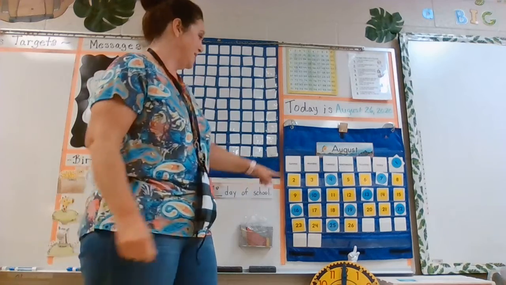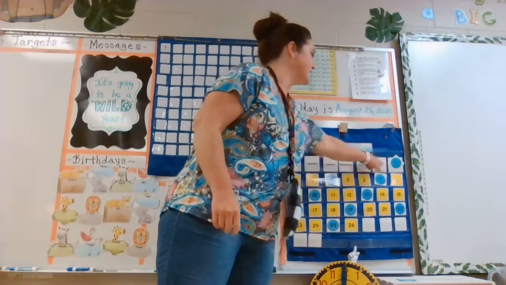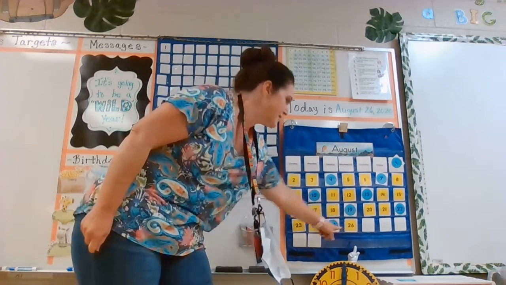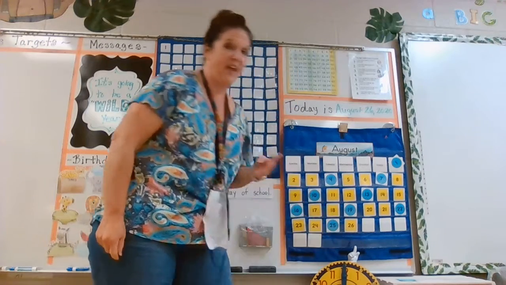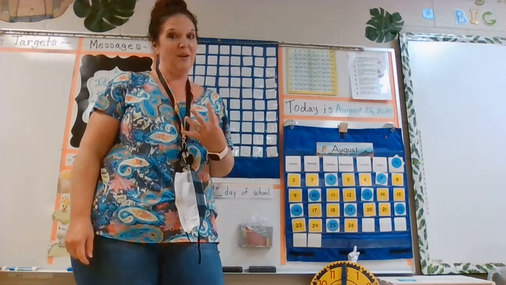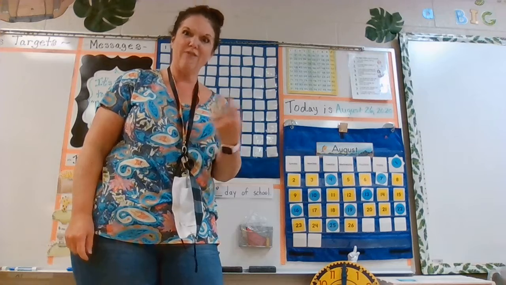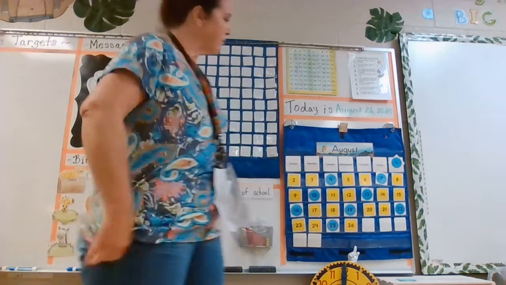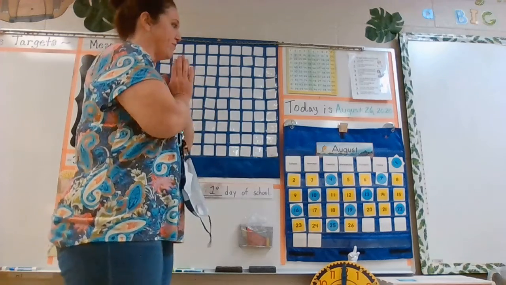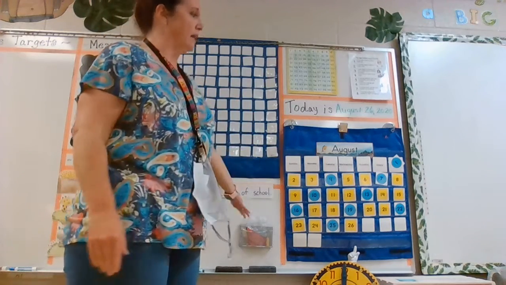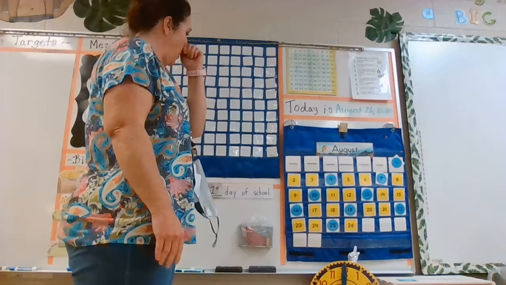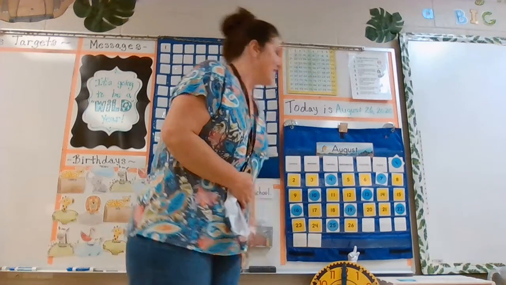7. 1, 2, 3, 4, 5, 6, 7. So the 26th is actually the fourth day of the week, but it's the third day of our school week. So don't get those confused. Now, we've written our date. We've talked about reading the calendar from left to right. We've talked about what happens when you get to the bottom of the calendar.